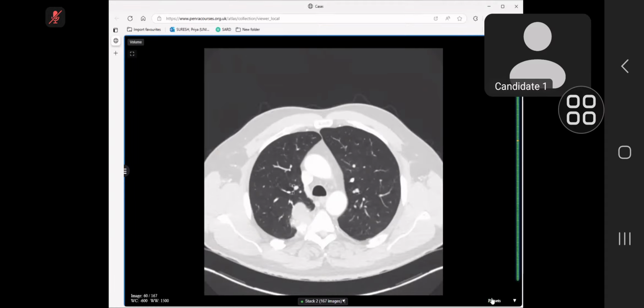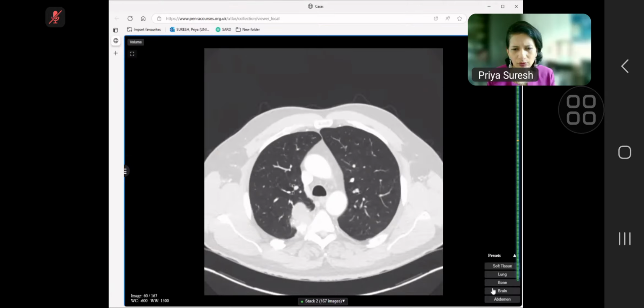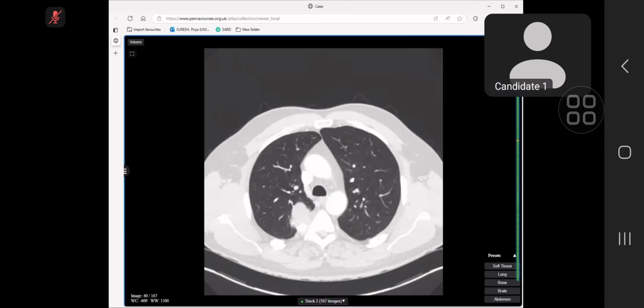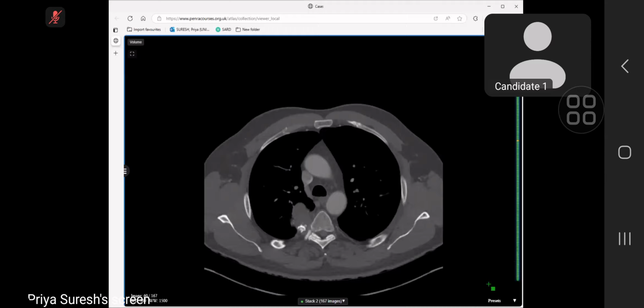Soft tissue window. Soft tissue. That was the first window you saw? Yes, bone window, please.